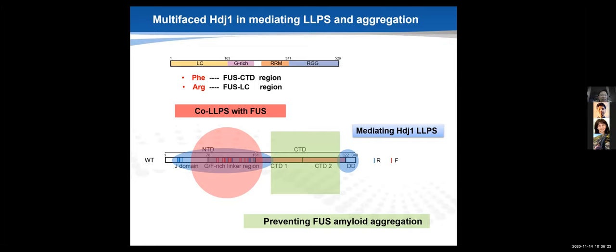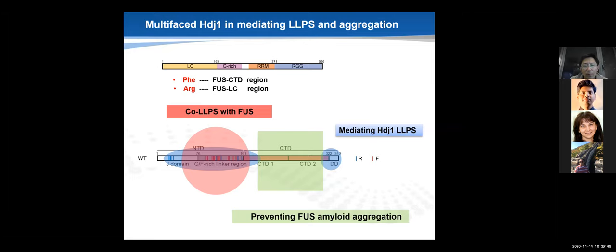And when it co-phase separates with FUS, it can interact with FUS to fulfill a different function.